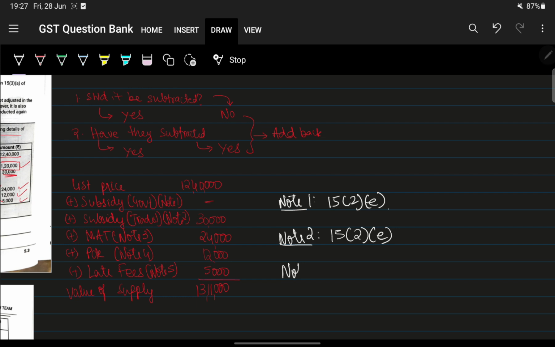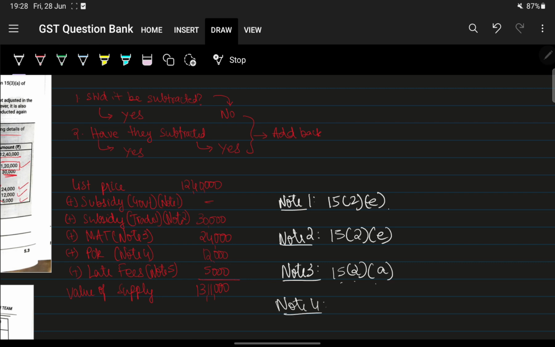Next, note number 3. Note 3 is related to the municipal authority taxes. Any tax other than GST and TCS is to be included in the value of supply as per section 15, subsection 2, clause A. How do you remember A? A, pay your taxes, right? So as per section 15, subsection 2, clause A, we'll have to add the value of any tax other than GST and TCS into the value of supply. Is that clear?